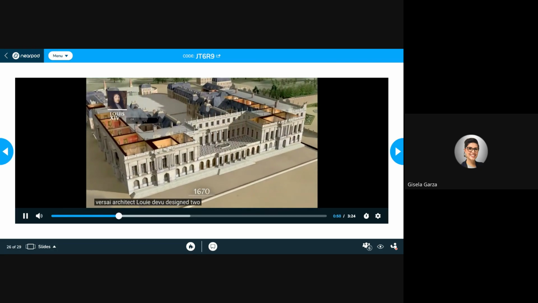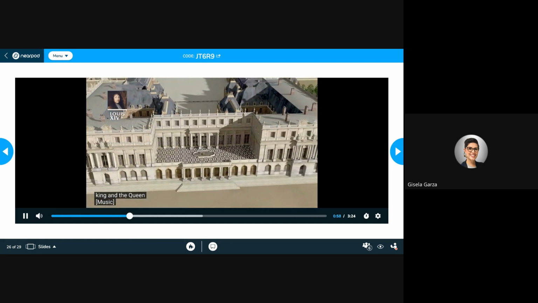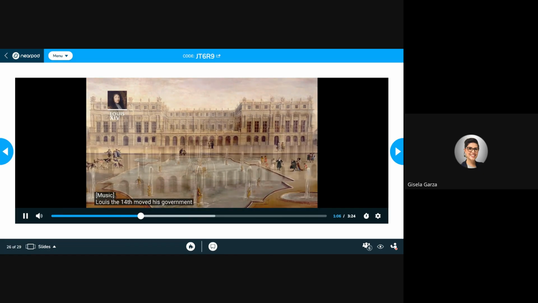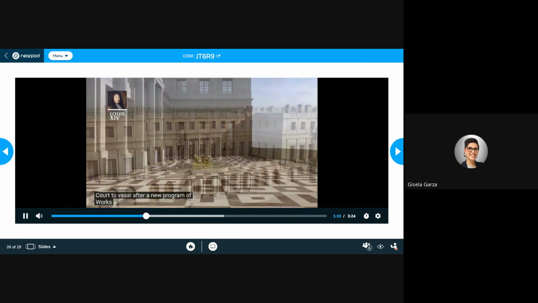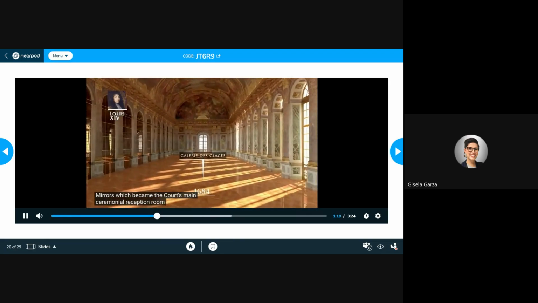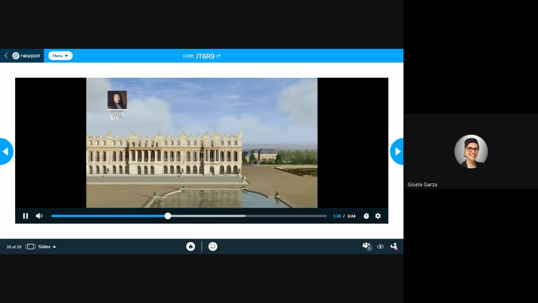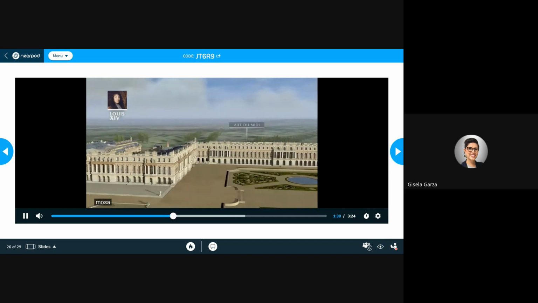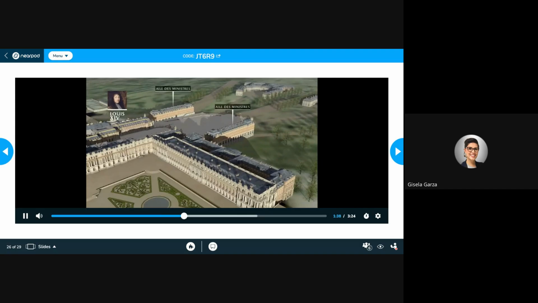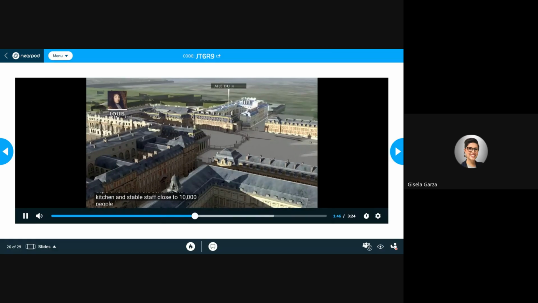Architect Louis Deveau designed two symmetrical grand apartments for the king and the queen. Louis XIV moved his government and court to Versailles. After a new program of works, Jules Hardouin-Mansart replaced the terrace overlooking the grounds by the Hall of Mirrors, which became the court's main ceremonial reception room. Mansart further extended the palace to accommodate the royal family, the court, and all the government departments. With the servants, the kitchen and stable staff, close to 10,000 people were bustling about the palace.